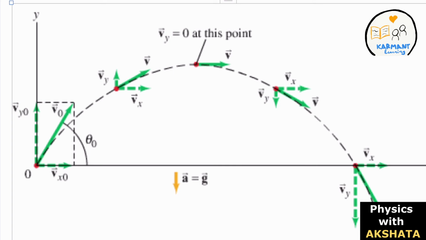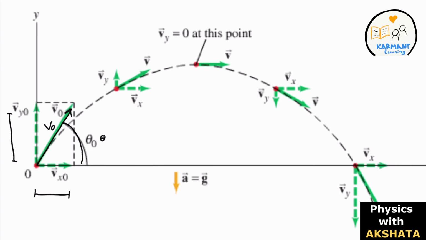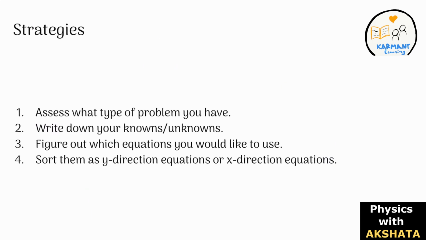I think this diagram is really useful in visualizing the whole process. As you can see, here's our initial velocity vector. We have been given our angle of launch, theta. We can get the x component from v0 cosine theta, and we can get the y component from v0 sine theta.